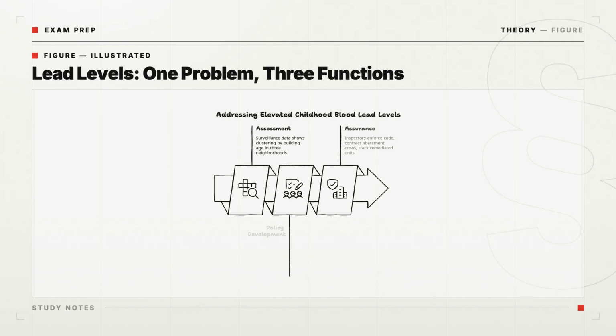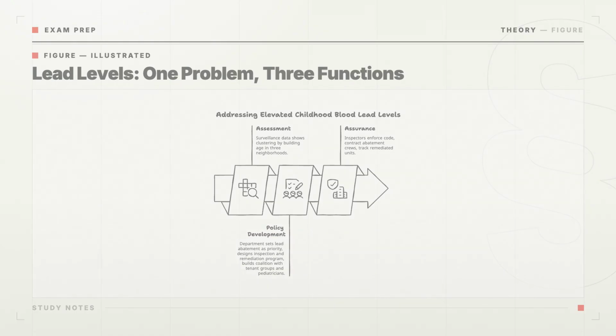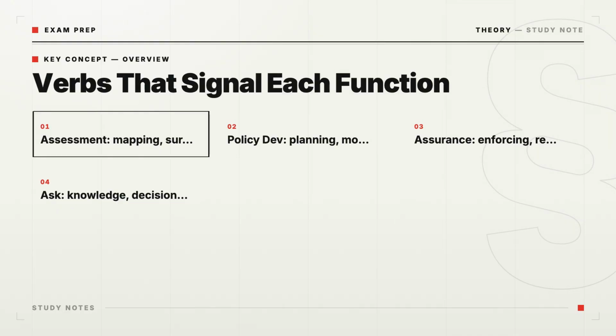Walk one problem through all three. Surveillance shows lead levels clustering by building age. That's assessment. The department designs an abatement program and builds a coalition. That's policy development. Inspectors enforce the code and track remediation. That's assurance. A single scenario can sound like any of the three, so the deciding clue is the verb.